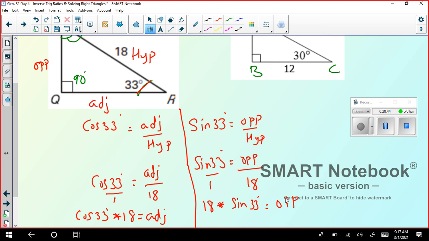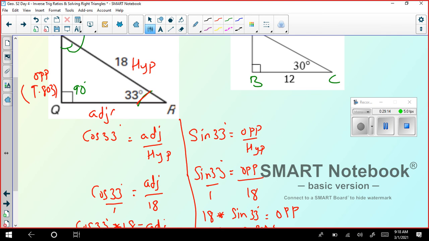And that gives us 9.803. So opposite is 9.803, and adjacent which we had was 15.096. Okay, I hope this is clear.